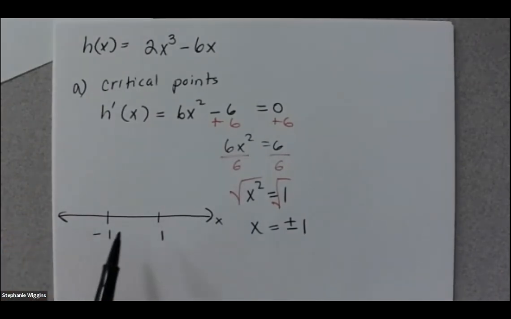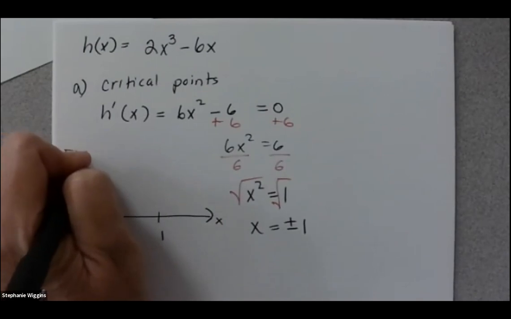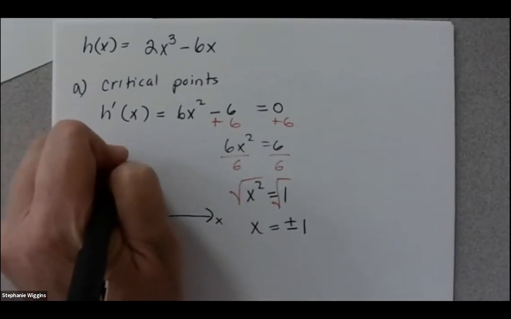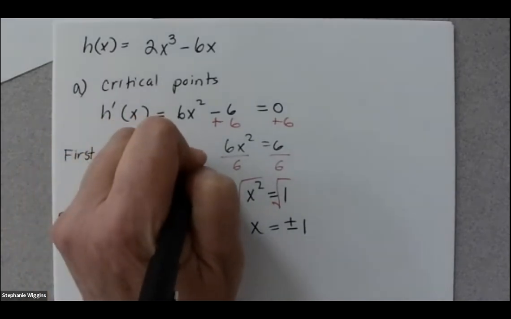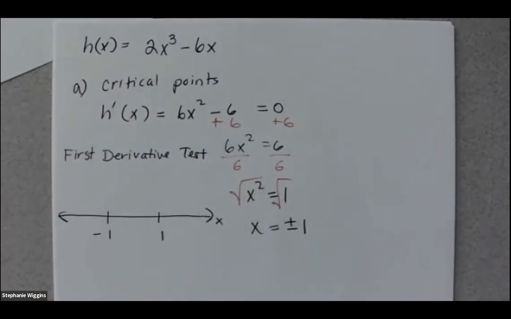Then you're going to pick test points in each region. Since we're doing the first derivative test, we're going to plug those test points into the first derivative. In the region less than -1, I'm going to pick -2. Between -1 and 1, I'm going to pick 0, that's easy to calculate. And greater than 1, I'm going to pick 2. I take these test points and plug them into the first derivative.